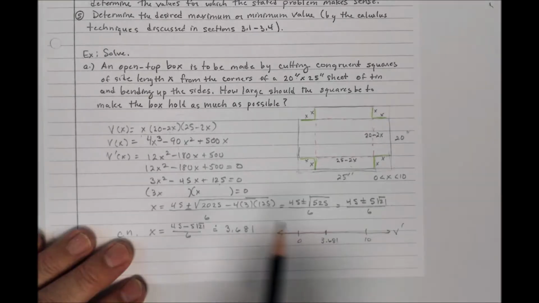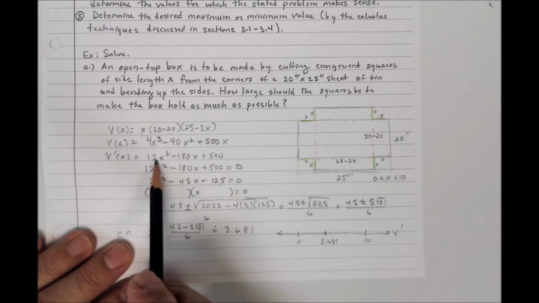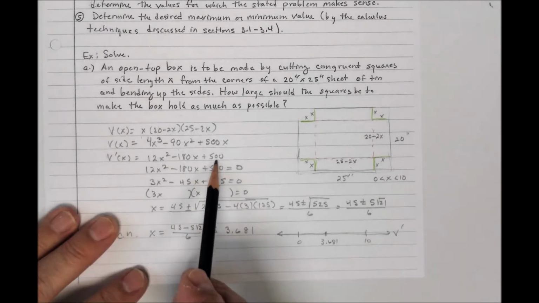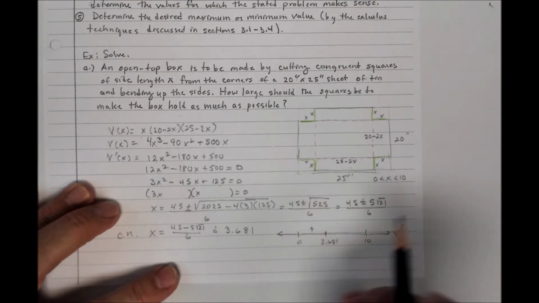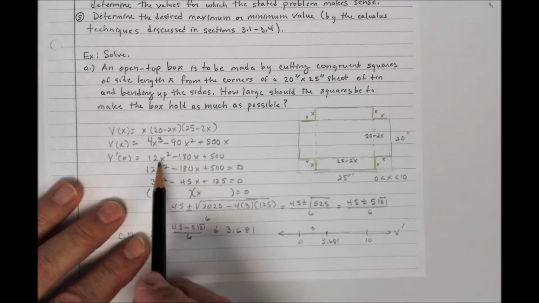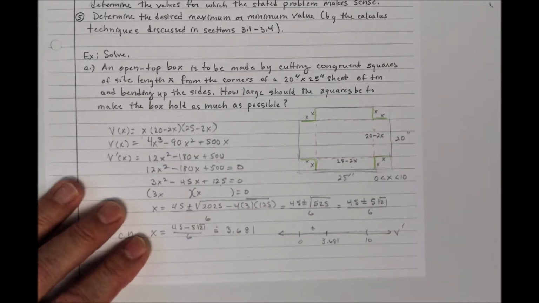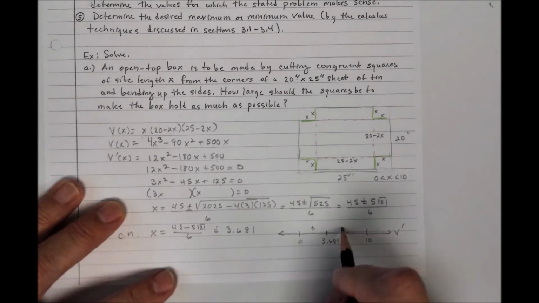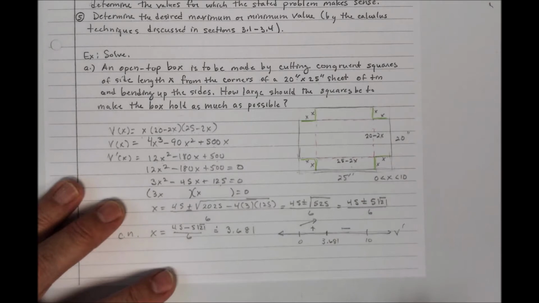I go back to my derivative. That would be 12 minus 180 plus 500. That's definitely positive. Then take a number over here like, let's say, 9. So that's going to be 12 times 81 minus 180 times 9 plus 500. I get negative 148, so this is negative. So it does maximize. That's increasing, that's decreasing.